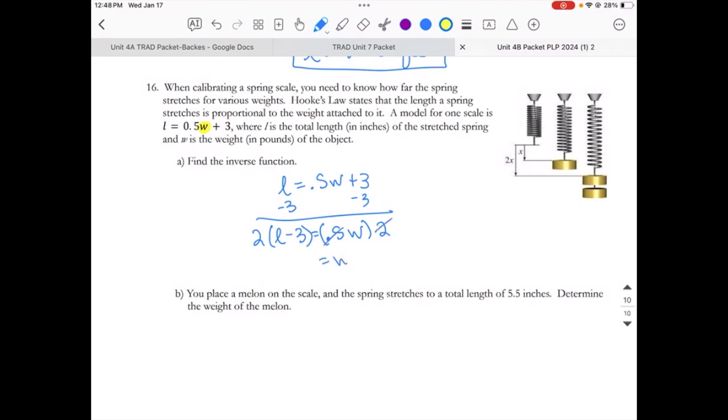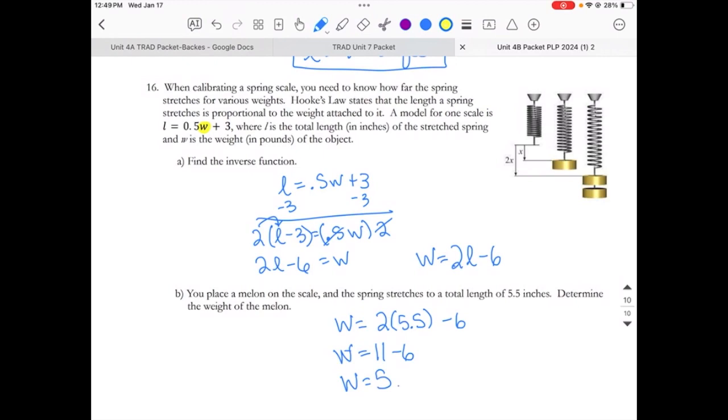So half times 2 gives us just a W over here. If we distribute this, we get 2L minus 6. So that's our inverse. W equals 2L minus 6. And when they ask us to plug in down here, they give us the length, which is 5.5. So it'd be 2 times 5.5 minus 6, and W is going to equal 2 times 5.5 is 11 minus 6. So we get W equals 5 pounds.